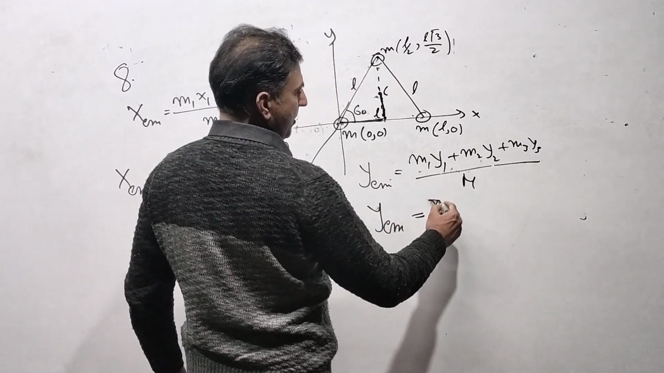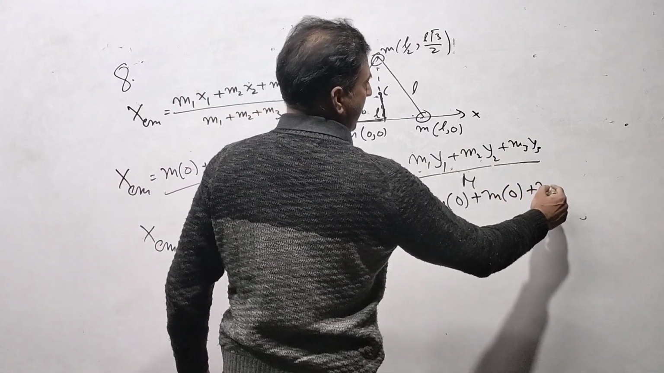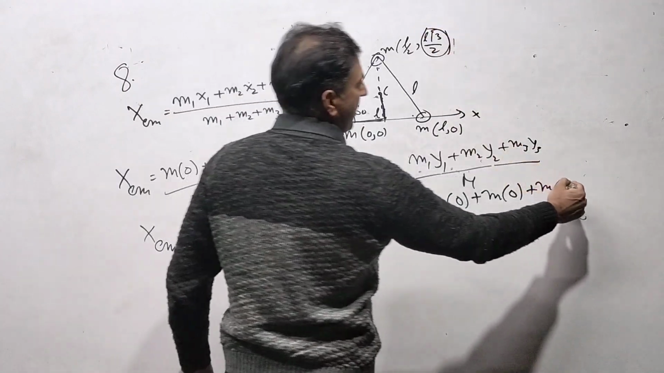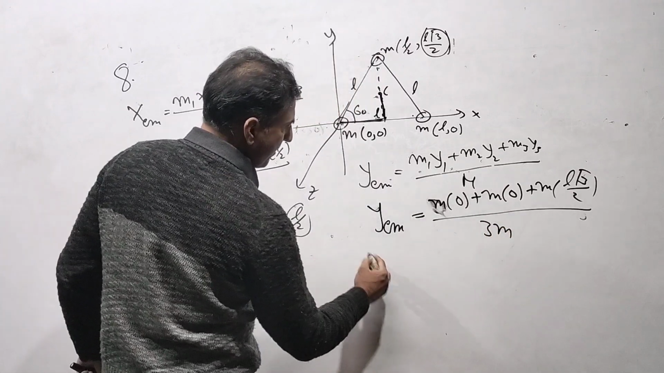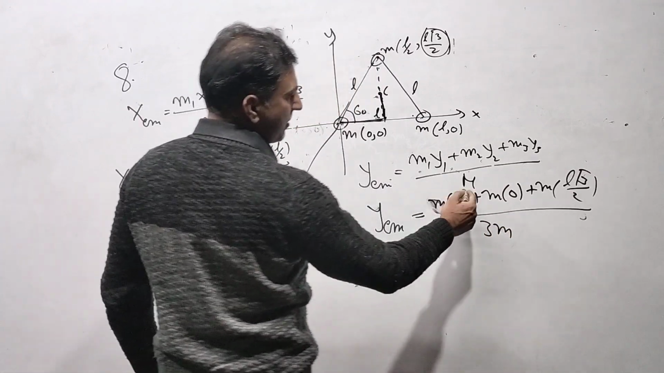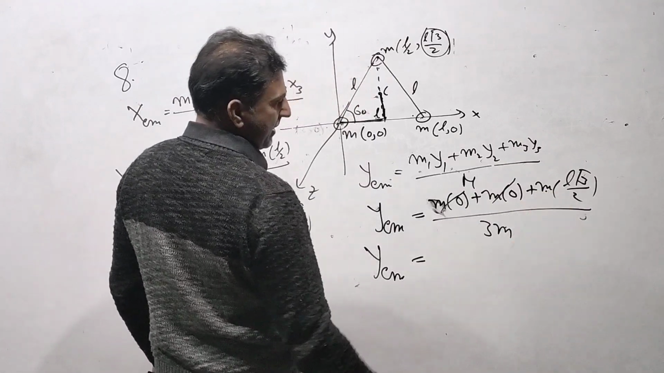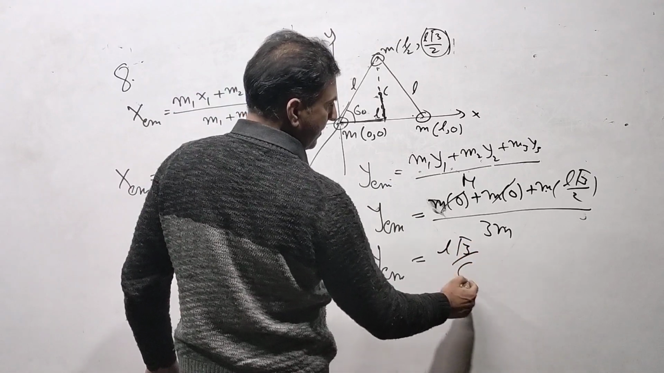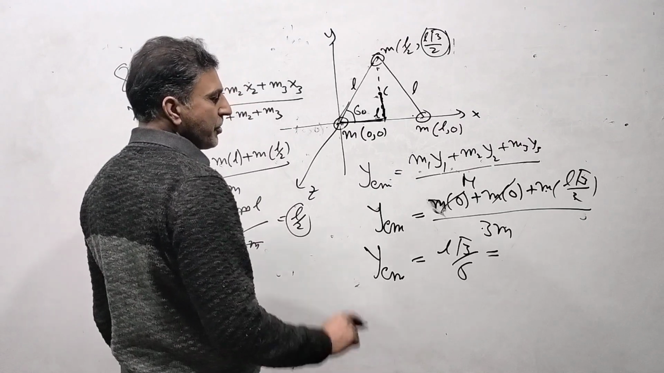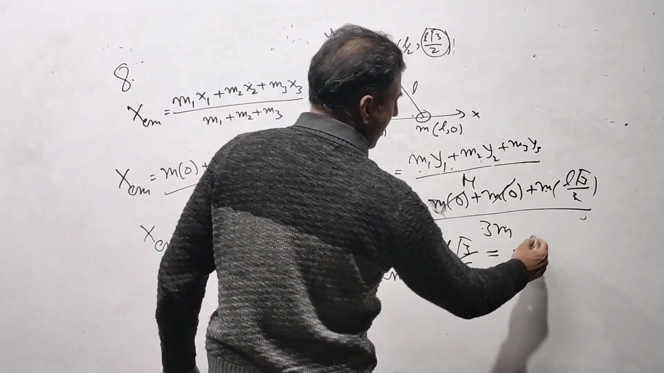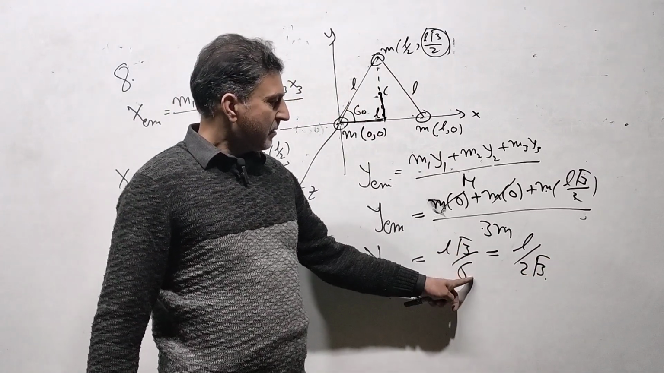it is m into 0 plus m into again this 0 plus m. What is this y coordinate? L√3/2, whole divided by 3m. So what is YCM? Yes, 0 0 finished. So this m gets cancelled. So what should I write? L√3/6. 3 into 2. It is L by 2√3. What you do is rationalize it.